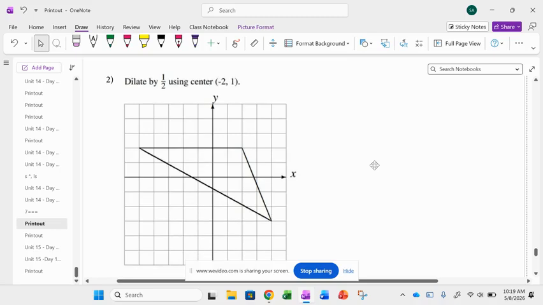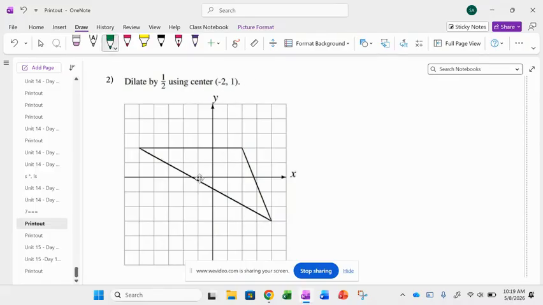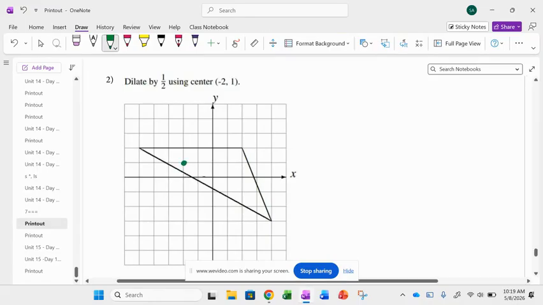So now I'm dilating by a scale factor of 1/2. So are we getting bigger or are we getting smaller? Patrice? Smaller. So this is a little bit different. So now my center of dilation is the point -2, 1. Let's call it point P. And then I'm going to name this triangle A, B, C.